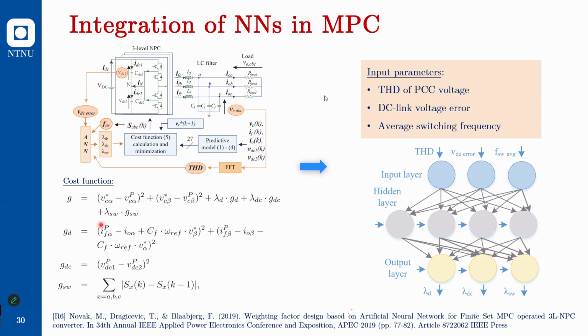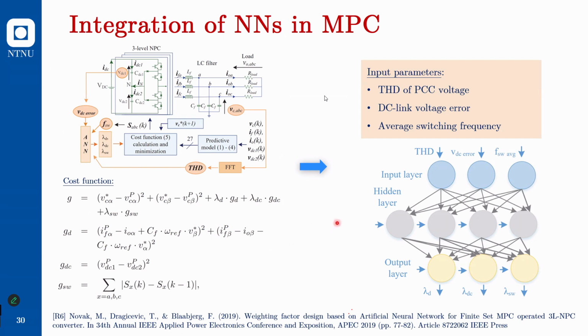So basically now we are going to feed the input data and output data to the neural network, which will predict what our weighting factors lambda D, lambda DC, and lambda SW are going to be, so that we can achieve better performance. But there comes the tricky part again. What input parameters are we going to choose to train the neural network?